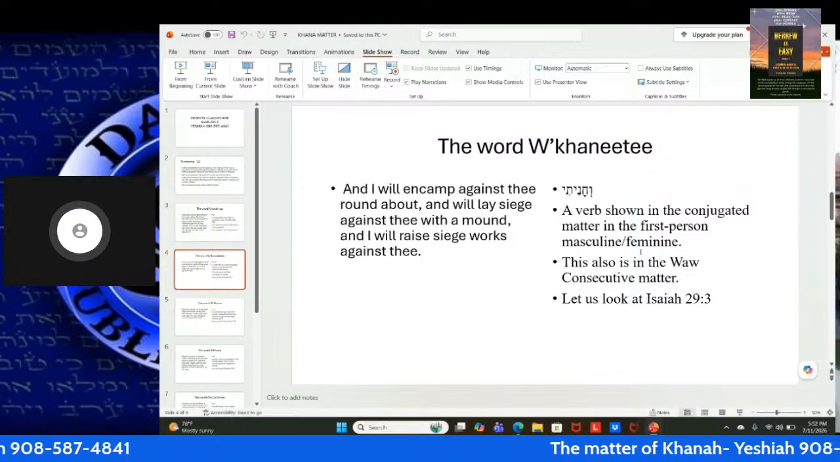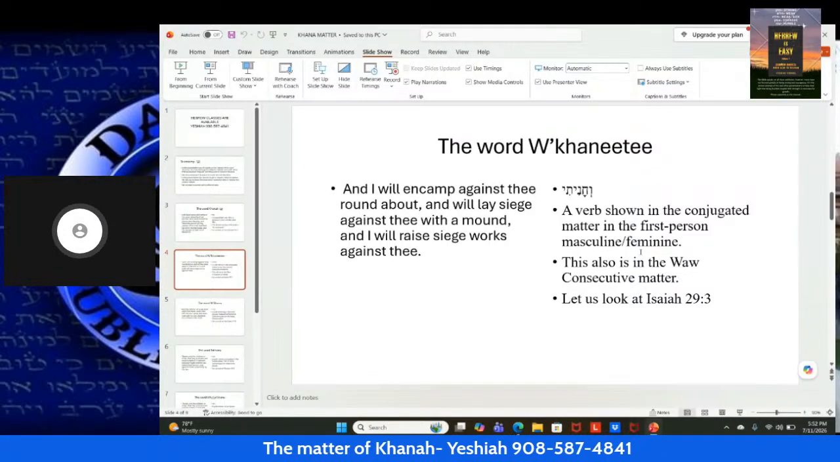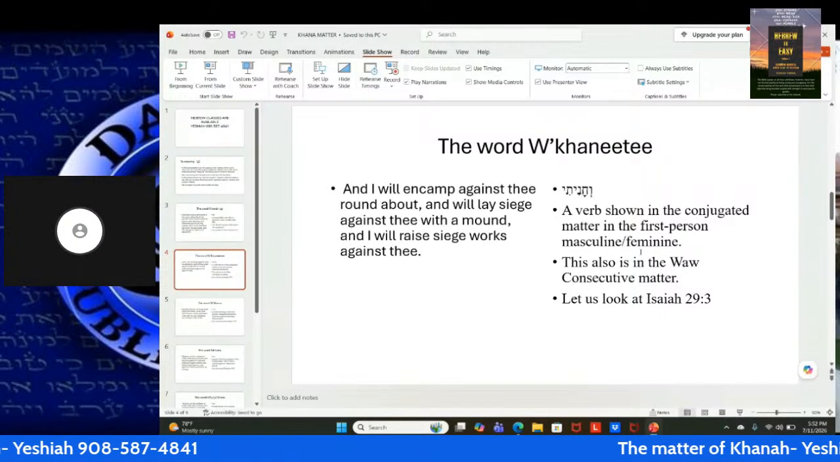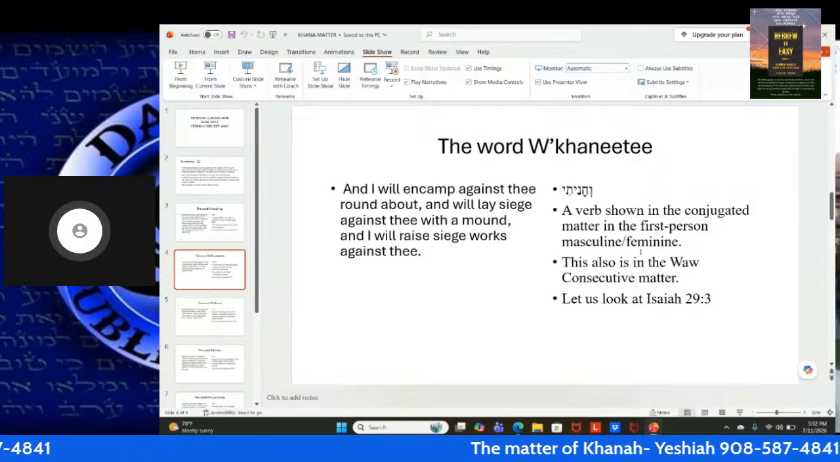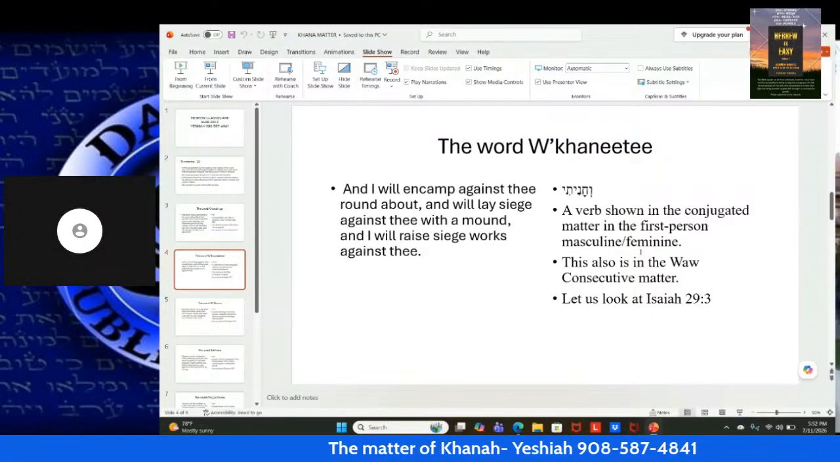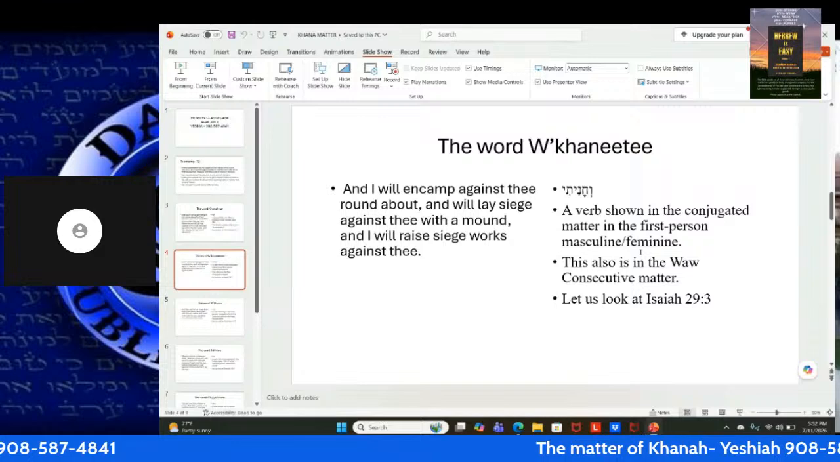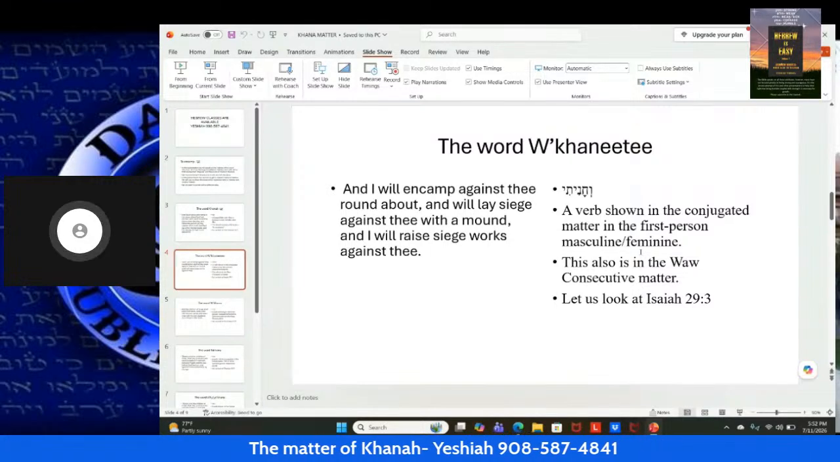Now, what do we mean when we say first person is I, second person is you, third person is he? All right, so that's what we want to point out. And we also have the plurals of such. First person plural is we. Second person plural is you. Or third person plural is they.